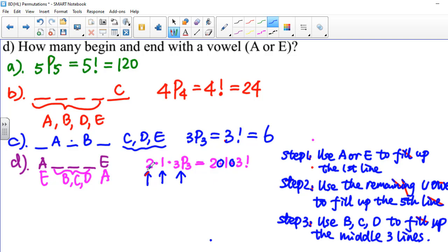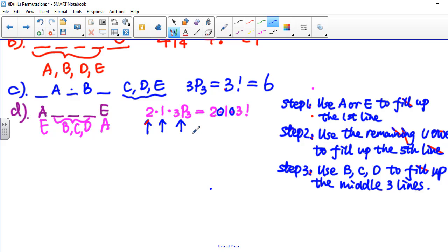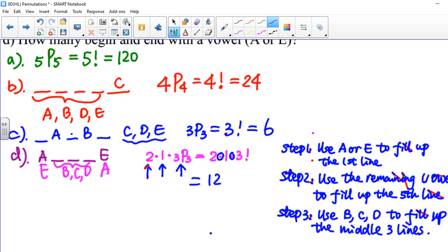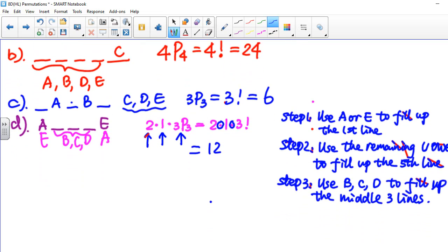There are 2 different ways to fill up the first step. There is only 1 way to finish the second step. There are 3p3 ways to work on the third step. If you find the numerical value for this answer, 2 times 1 is 2, 3 factorial is 6. There are 12 different permutations to begin and end with a vowel.